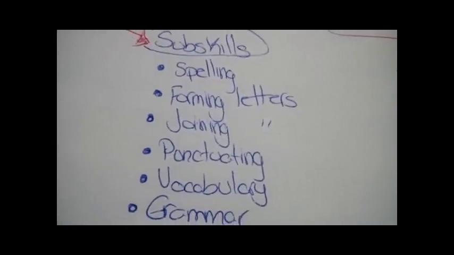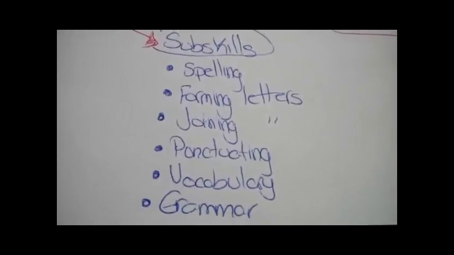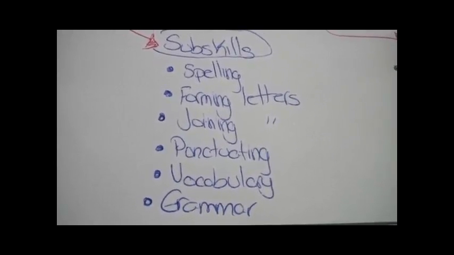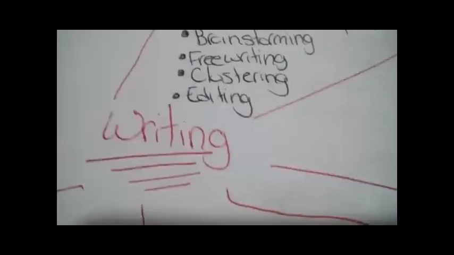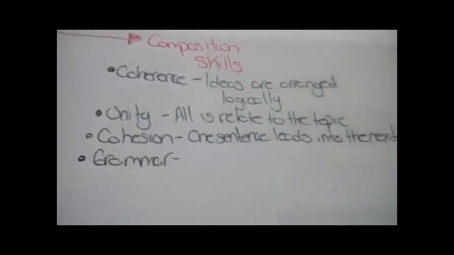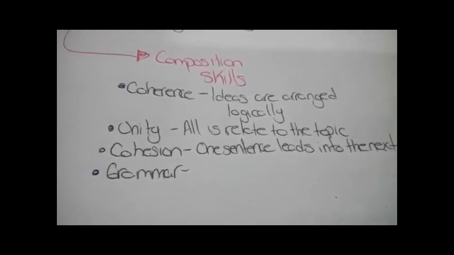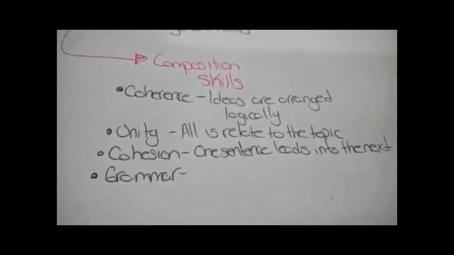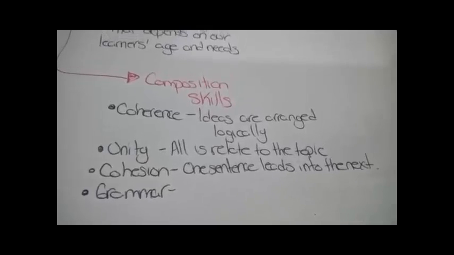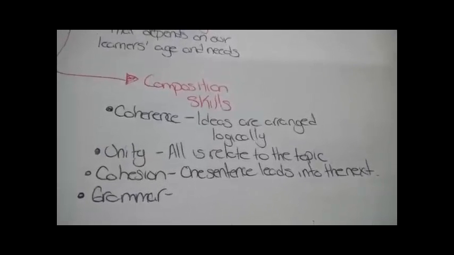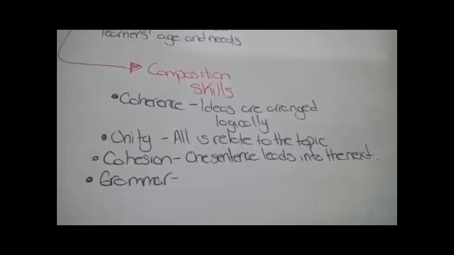The writing sub-skills: spelling, forming letters, joining letters, punctuating, vocabulary, and grammar. Composition skills: coherence, where ideas are arranged logically. Unity, where everything is related to the topic. Cohesion, where one sentence leads into the next. And grammar.